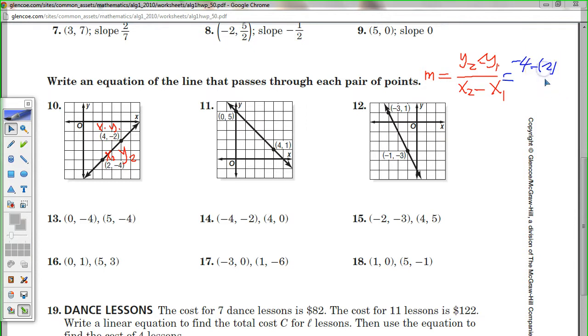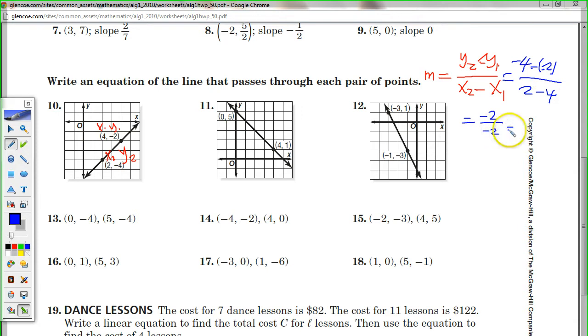Make sure it's a negative. Over x2 is 2 minus x1 is 4. So 2 minus 4. And that's going to equal negative 4 minus negative 2 becomes negative 4 plus 2, which is negative 2 on the top. 2 minus 4 is negative 2.